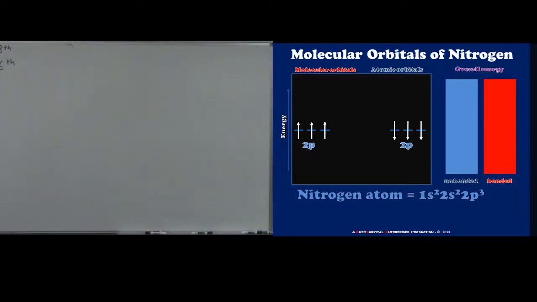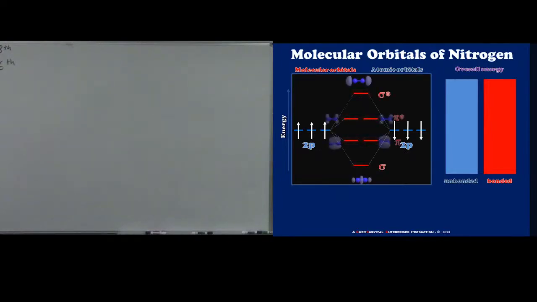Now let's combine our 2p subshells and see what happens. You'll notice that when we do this, we get the expected sigma and sigma star bonding and antibonding orbitals, but we also have the possibility of pi bond formation now. The sideways overlap of the 2p orbitals from our 2 atoms create 2 pi bonding orbitals and 2 pi star antibonding.